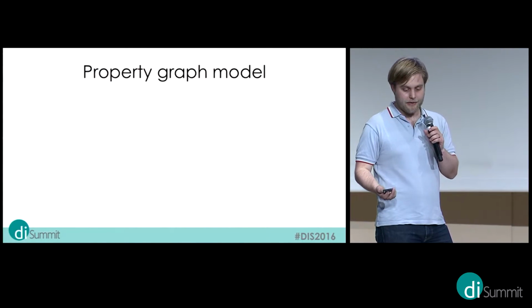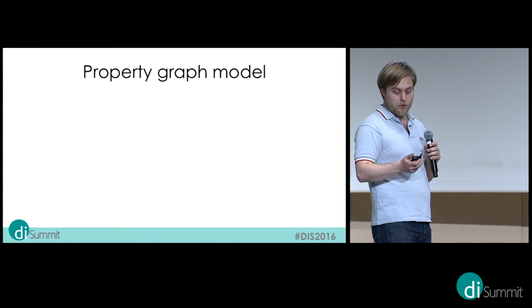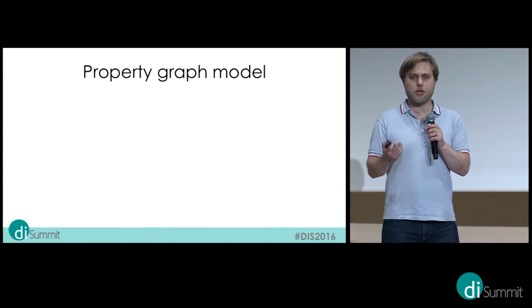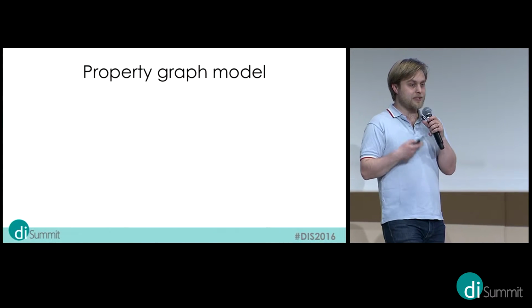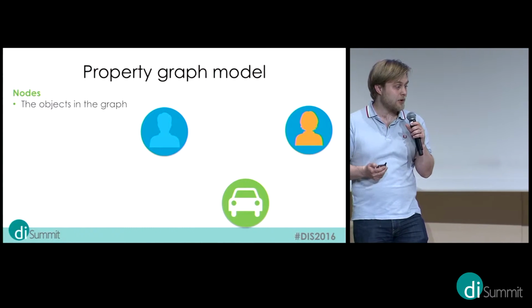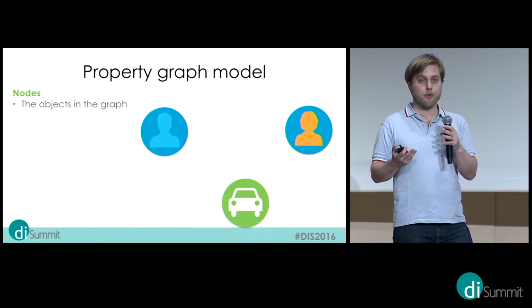What I want to talk to you about is the query language that we built for querying graph data. So let's first talk about graph data. The data model in Neo4j is something called the property graph model, where nodes represent the objects of your domain.